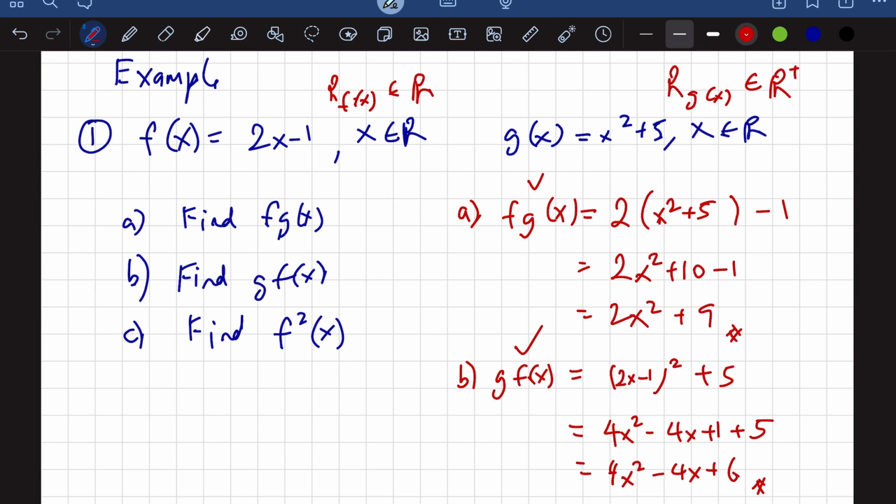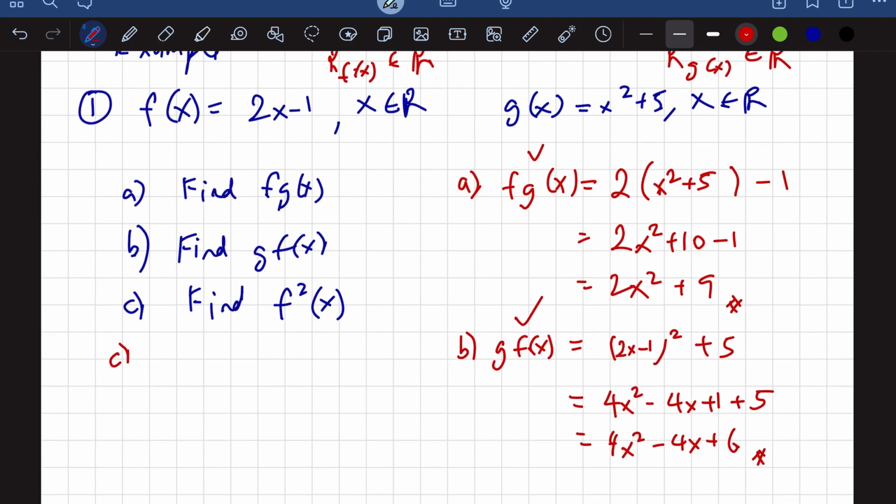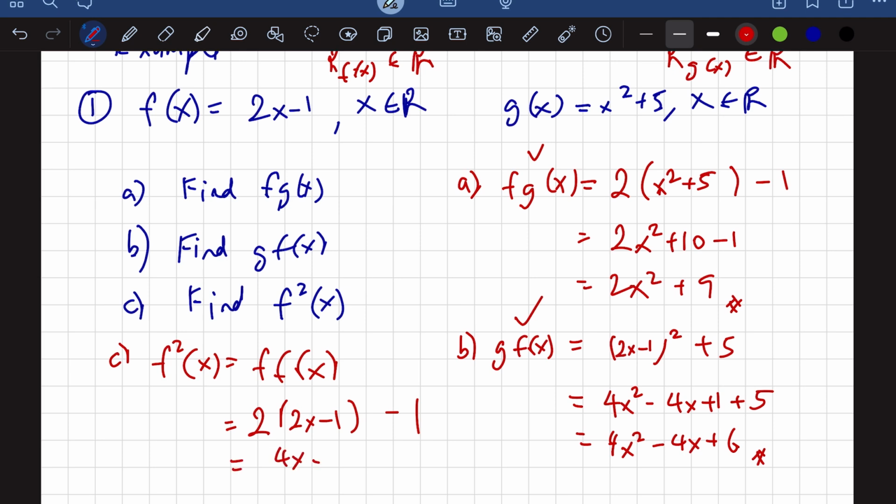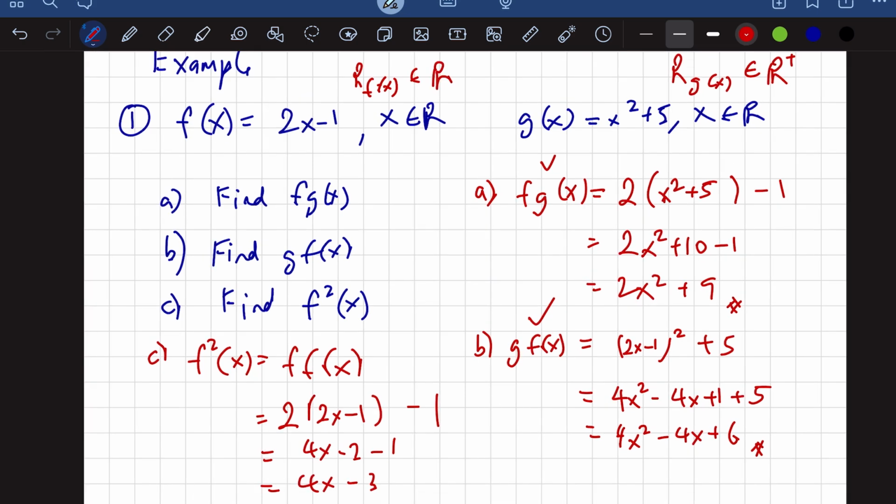Now, the next part is the f squared x function. Now, f squared x really just means f(f(x)). Yeah, you're composing the f(x) function by itself. All right, so we'll have 2 times the placeholder, the x minus 1, and what we're going to place in the placeholder will be 2x minus 1 itself. All right, so 4x minus 2 minus 1, which is 4x minus 3. All right, so this is how you find the composite functions f(g(x)), g(f(x)), and f(f(x)).